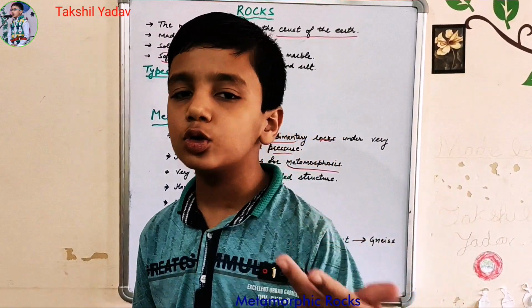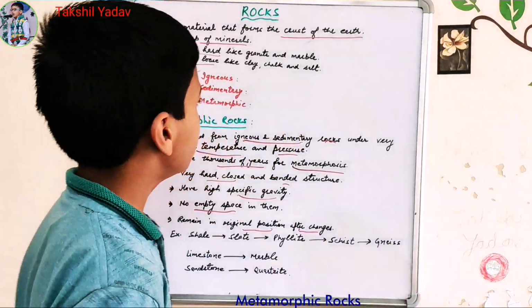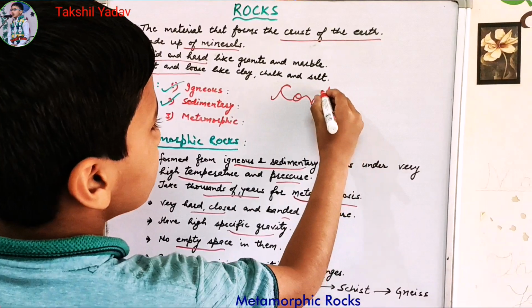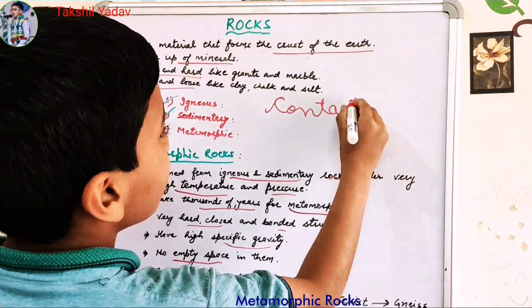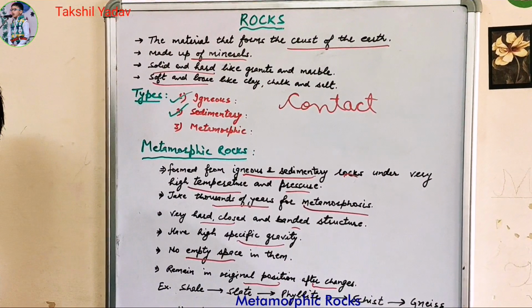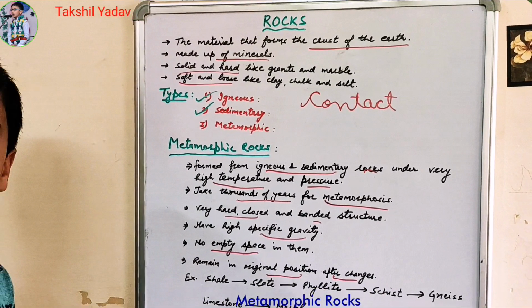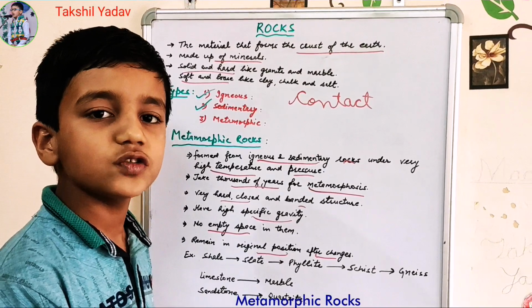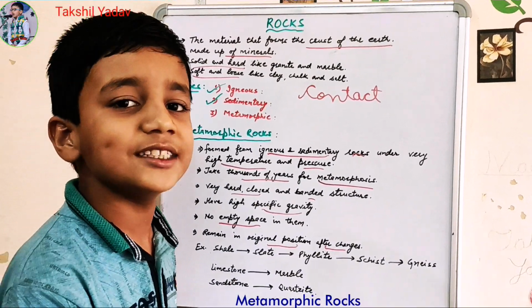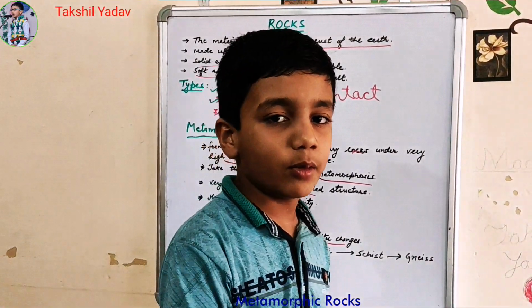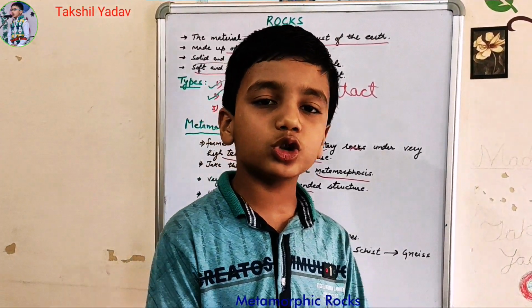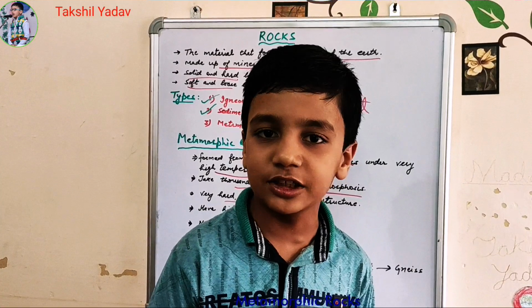So mainly there are two types of metamorphism. The first one is contact metamorphism, in which heat from magma or lava below the earth's crust acts on the rocks below the earth's crust, changing them into metamorphic rocks. In that case, pressure is not so much included, only heat is included.